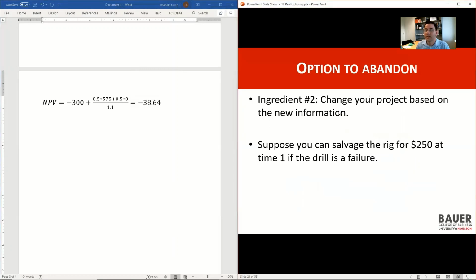Let's introduce the second ingredient to any real option problem. Let's say you can change your actions depending on how things end up. So suppose that if things look bad, you can salvage the rig for $250 at time 1.